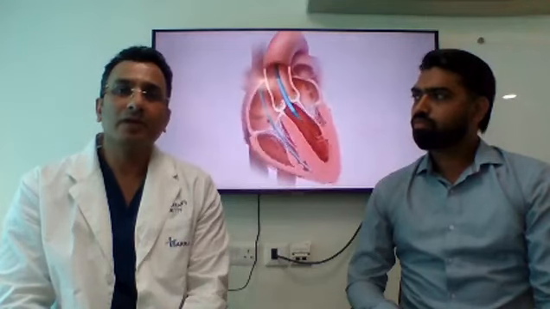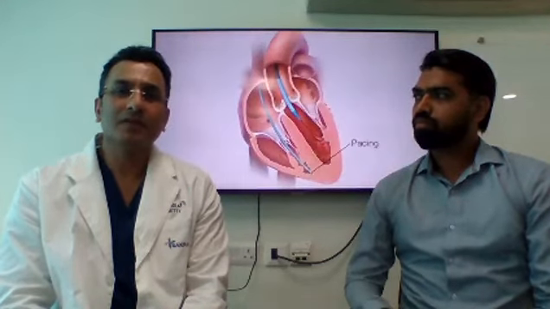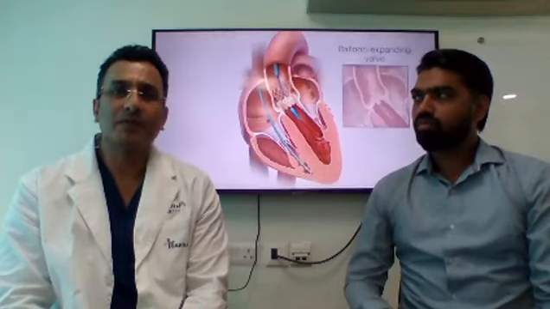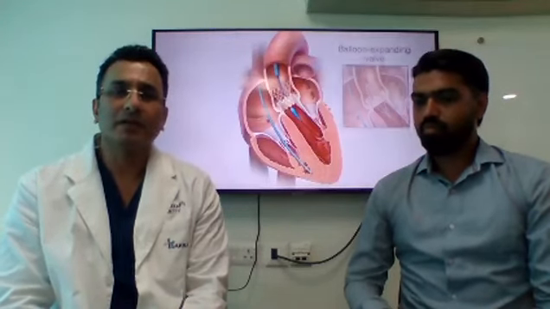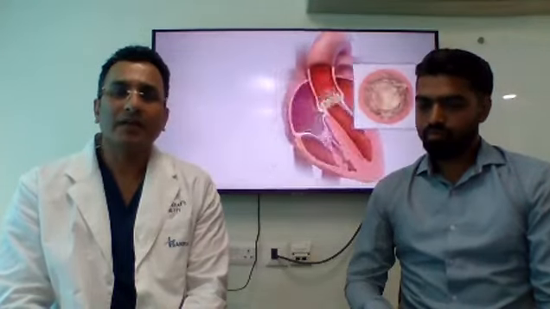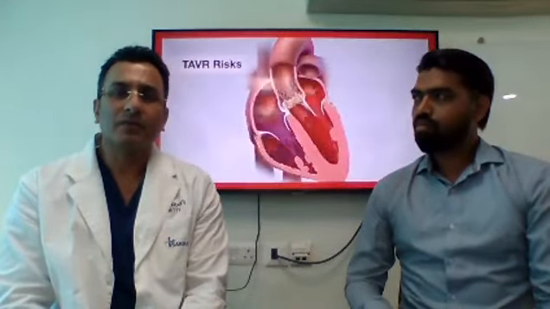Then in older individuals, even tricuspid, that is normal valves, degenerate with time, particularly in people who have high blood pressure, cholesterol, diabetes and other such conditions, and the valve becomes hardened, calcified and narrow. So this is what we call aortic stenosis.